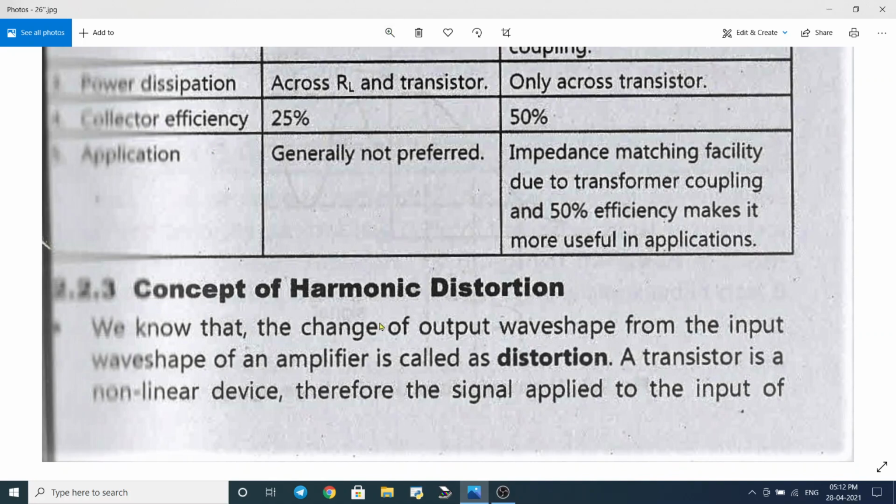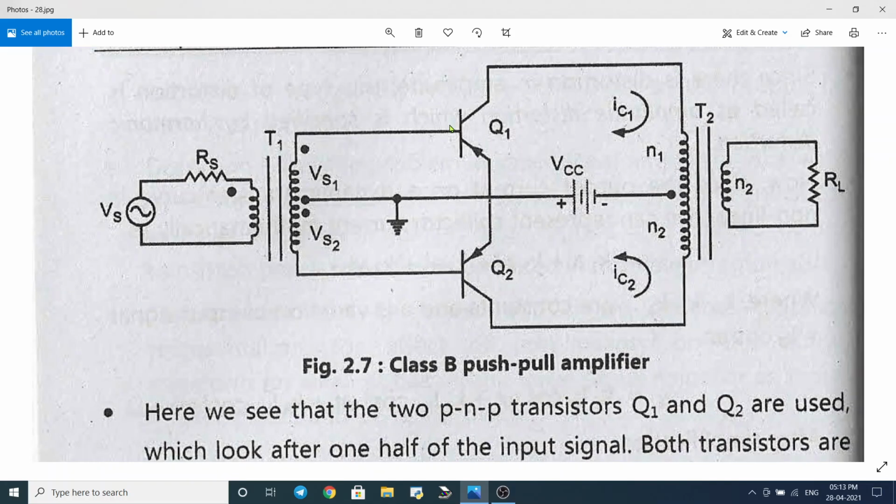So friends, in this lecture we have seen the concept of harmonic distortion and the class B push-pull power amplifier circuit.